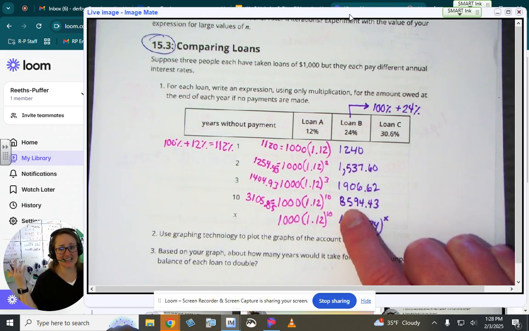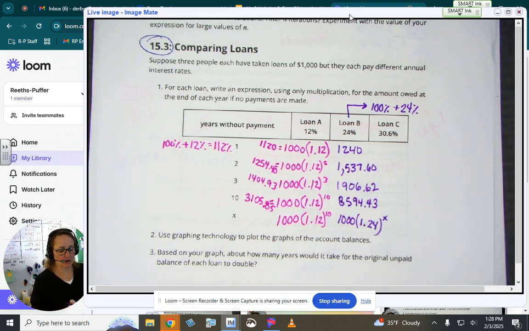They owe $8,500 on a $1,000 loan. This is the power of what we call compounding interest. It keeps getting bigger and bigger and bigger.